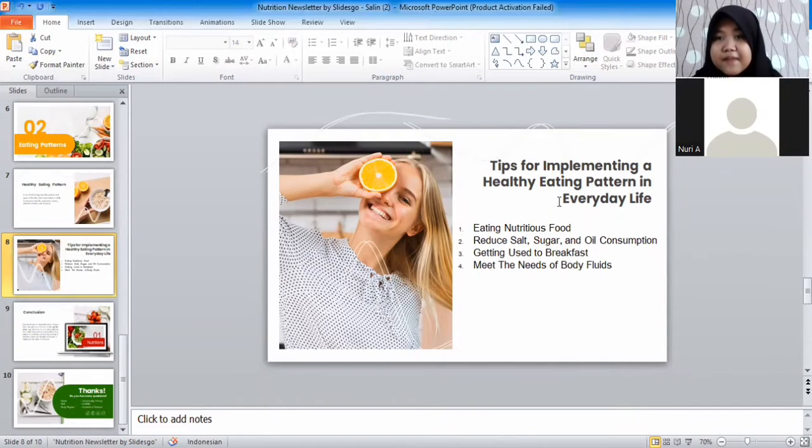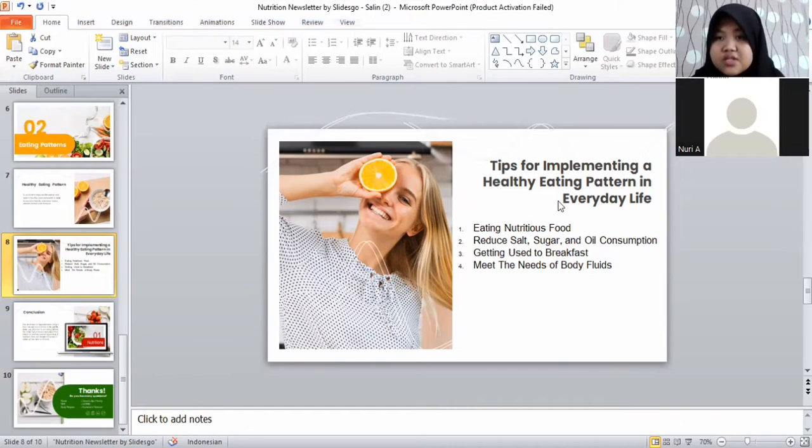The second tip to implement a healthy diet is to limit the amount of sugar, oil, and salt intake every day. Excess oil consumption can increase the risk of cancer. Excess sugar consumption increases the risk of obesity, cancer, type 2 diabetes, cardiovascular disease, and so on. Excess salt can lead to high blood pressure and stroke.